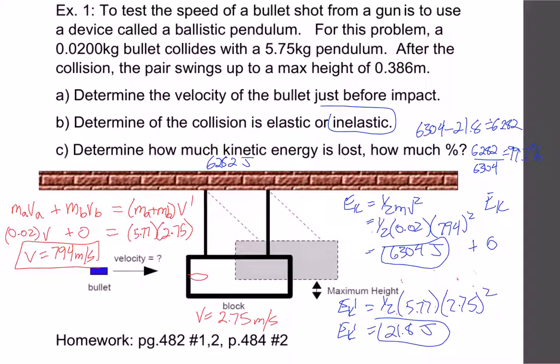Or if it was asking how much was left, just do the reverse. You would go 21.8 over the total, and that should give you 0.3%. Right? If you lose 99.7, 0.3 remains. So just depending on how it's worded, you can always answer those questions. And that's it.